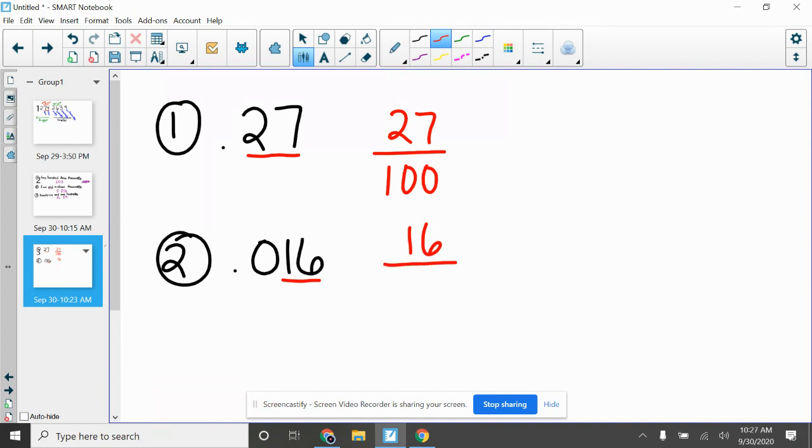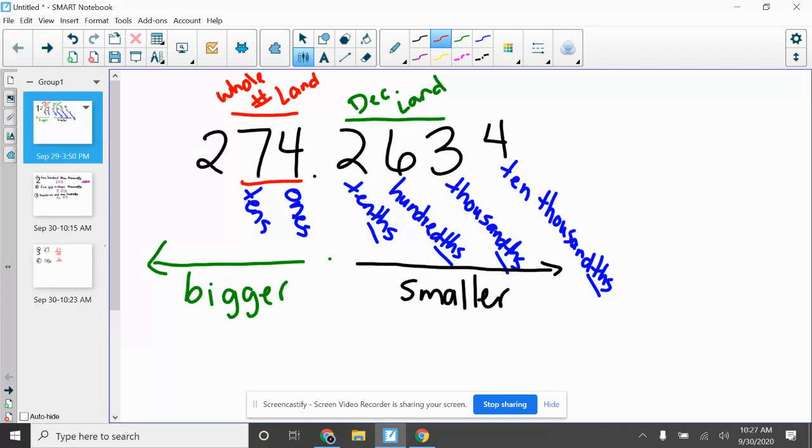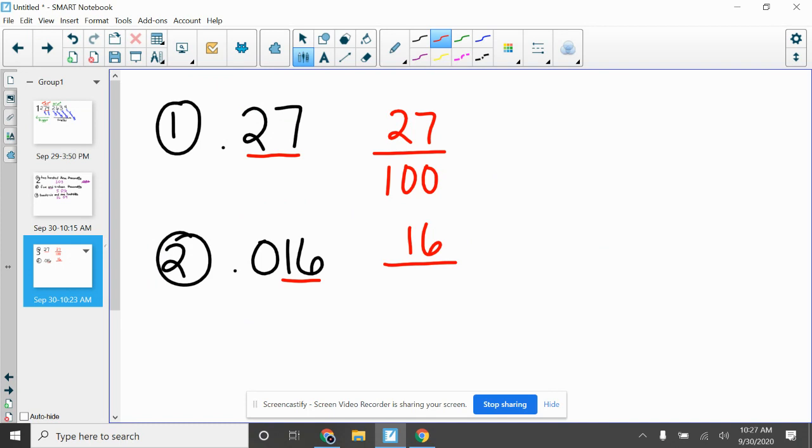The bottom number, Connor, becomes the place. So the place is where that 16 is sitting. Where is this 6 sitting? What place is 3 spots away from the decimal? The thousandths place. So that means my denominator is going to become the number 1000. That's how I write it as a fraction. The top number is the number that I see. The bottom number is the place that it's sitting. Does that make sense? A little. We're getting there.